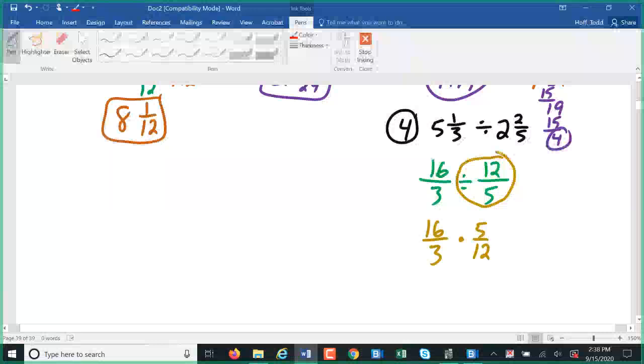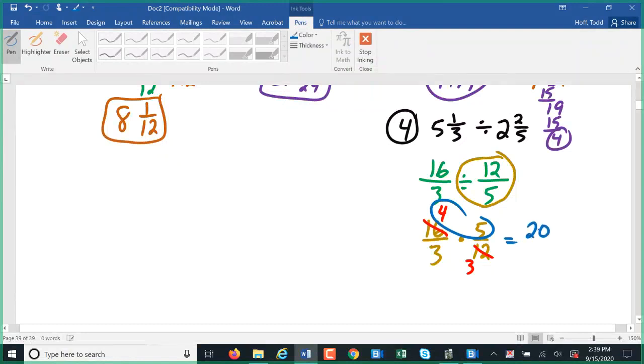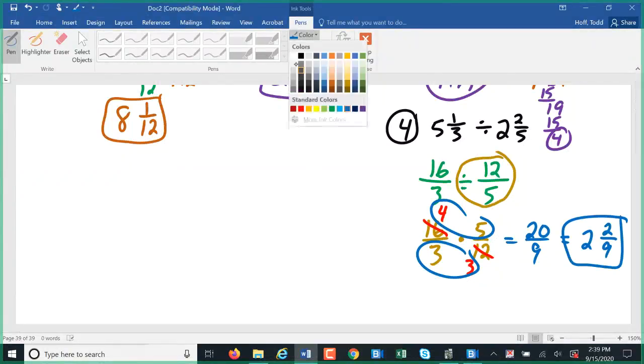Now we can cross cancel. This is multiplication, and like any other multiplication, we can cross cancel. 16 and 12 both divide by 4. 16 divided by 4 is 4. 12 divided by 4 is 3. So 4 times 5 is 20. 3 times 3 is 9. 20 divided by 9, well, 9 goes into 20 twice with 2 left over. 2 and 2/9 is what we get there. Any questions?